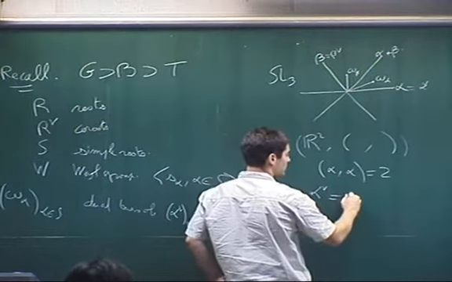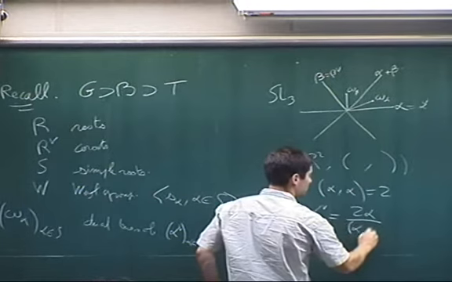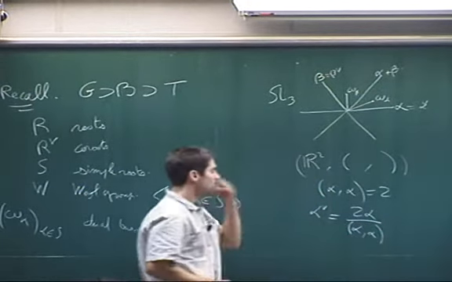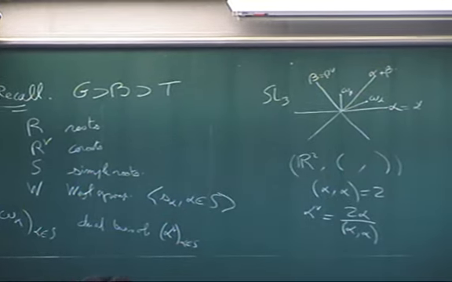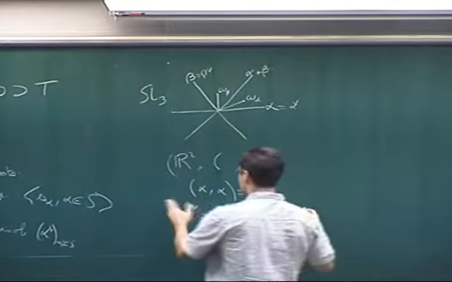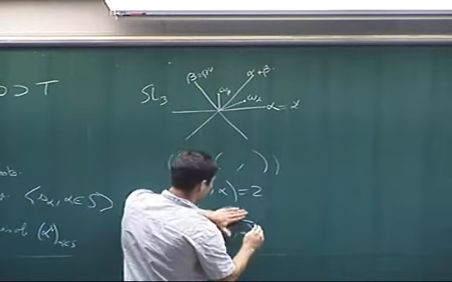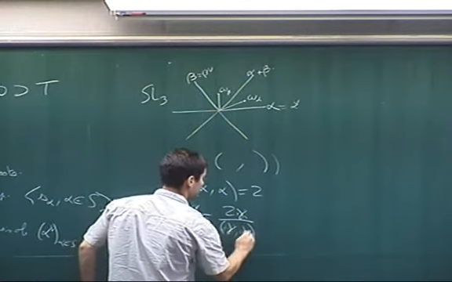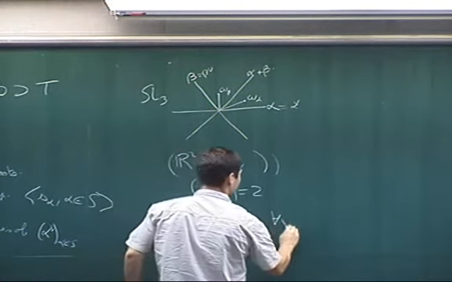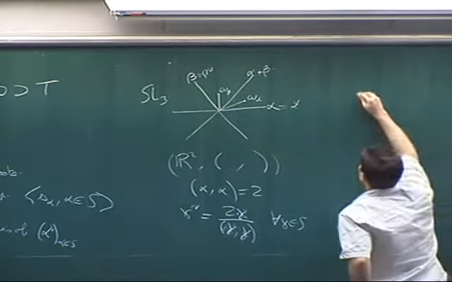Then alpha dual is defined by 2 alpha over the scalar product of alpha with itself, and this is for all gamma in R.